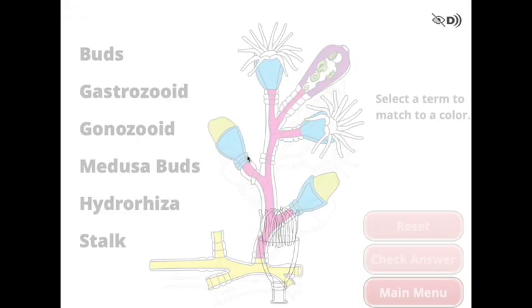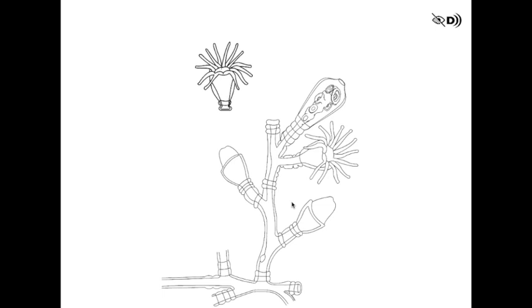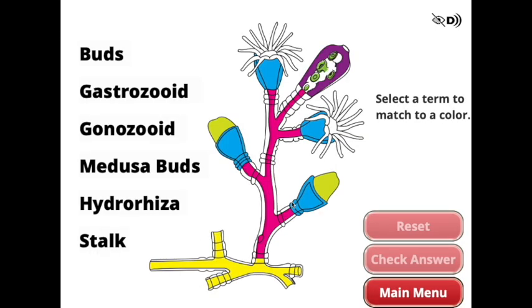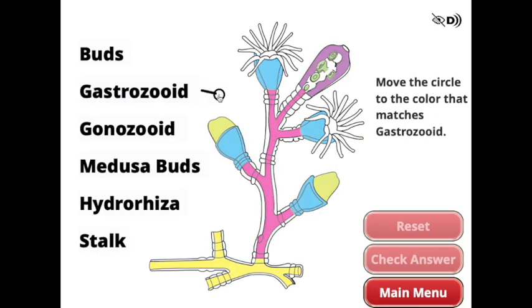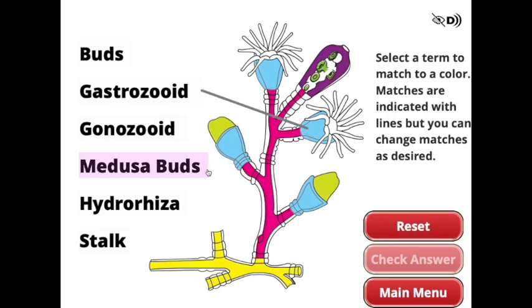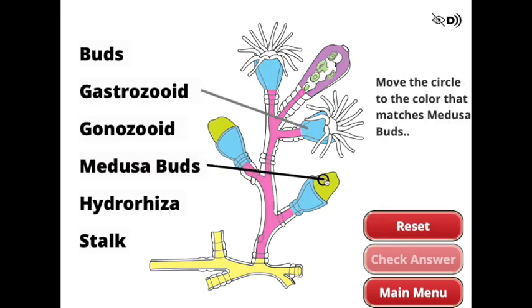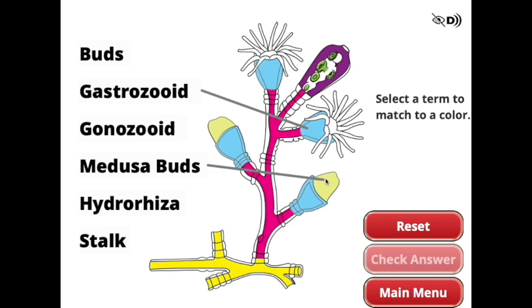Once at that level, use the same process you did in Part 1. Select the name of a structure. Once the name is selected, the small circle appears next to the name. Select and drag the circle to the corresponding structure in the drawing.